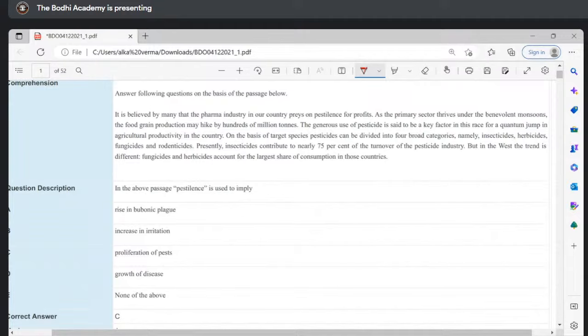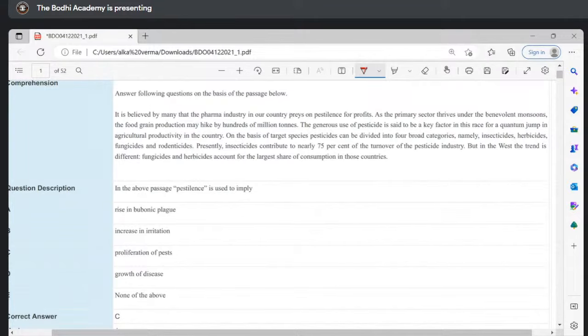So the first answer would be, pestilence is used to imply what? Pestilence means a fatal epidemic, more like bubonic plague. When we say pestilence, I just mentioned a fatal epidemic disease. So the answer is right there, it would be proliferation of pests.